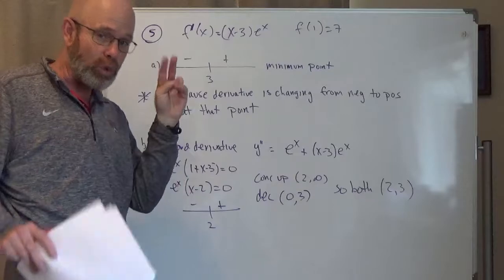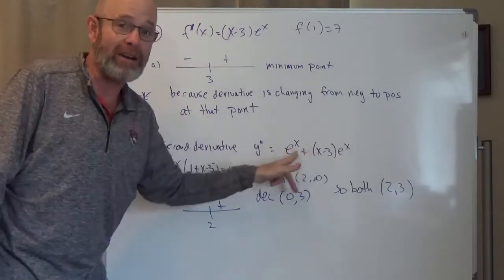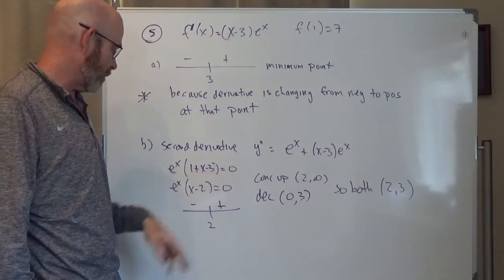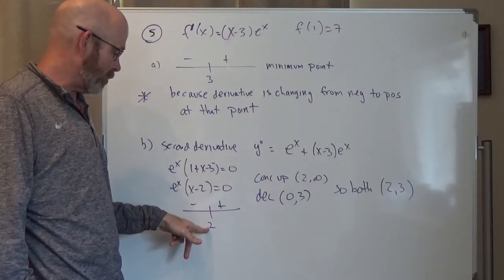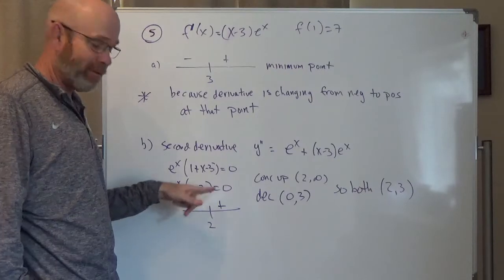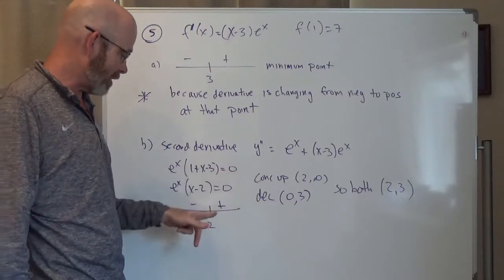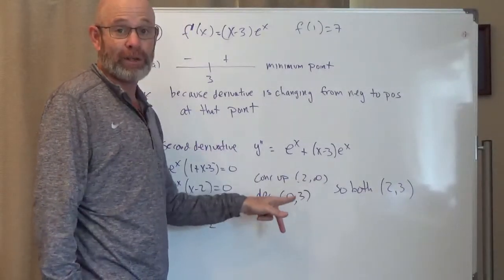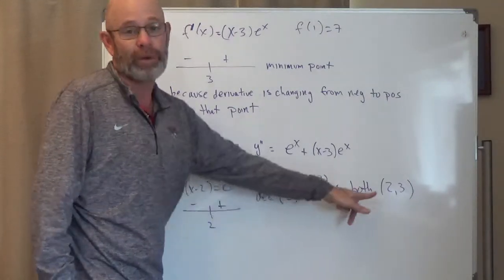So there's the second derivative. I want to find the critical points of the second derivative, so I set it equal to 0. I factored out an e to the x. Leaves me the 1 plus x minus 3 equals 0. Leaves me e to the x times x minus 2 equals 0, gives me a critical point at 2. Plug in a number to the left of 2. This is negative. To the right of 2, it's positive. So the question was concave up. It's concave up from 2 to infinity. Decreasing from 0 to 3, they want to know when it's doing both. So it's doing both just between 2 and 3.